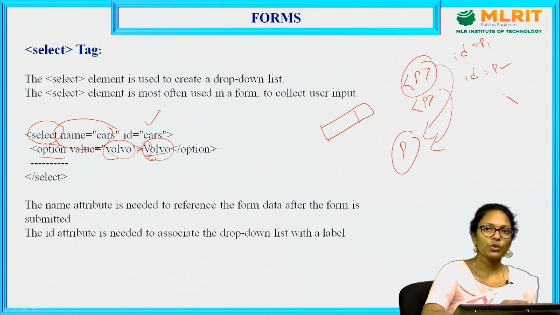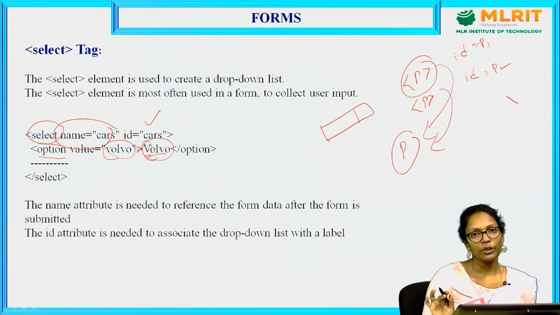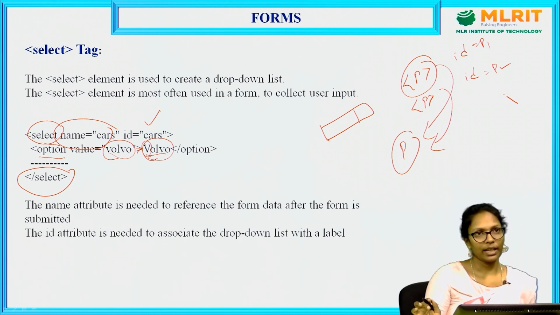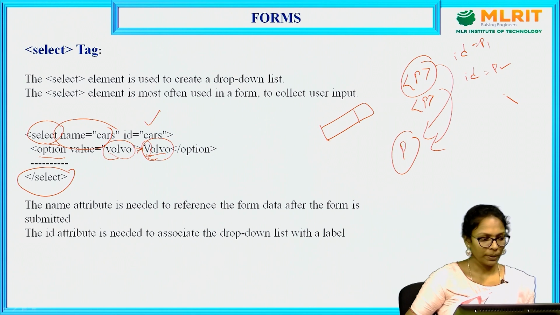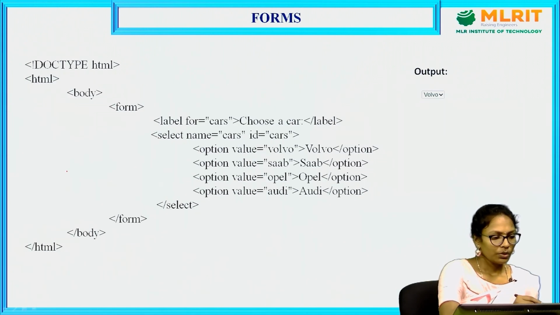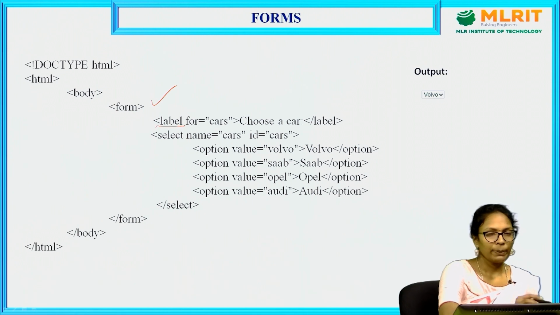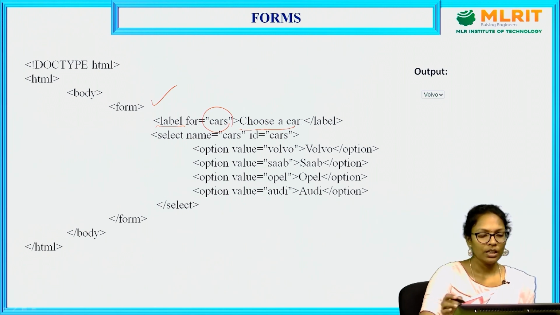Then add one more option like that. How many options you want to add? Those many options you can add using the option tag. After adding all the options, simply close the select tag. This is also a form tag, so you need to use this within the form tag only. Here you open the form and give a label. Label for what? Cars. I'm giving the text, choose a car.